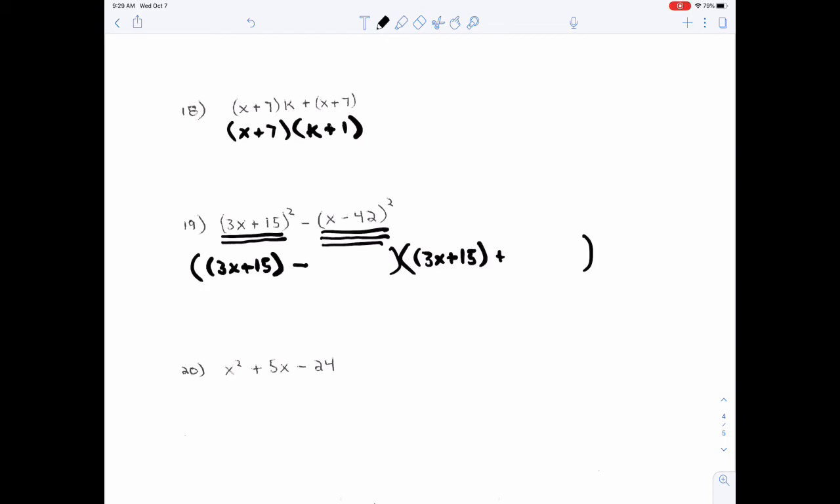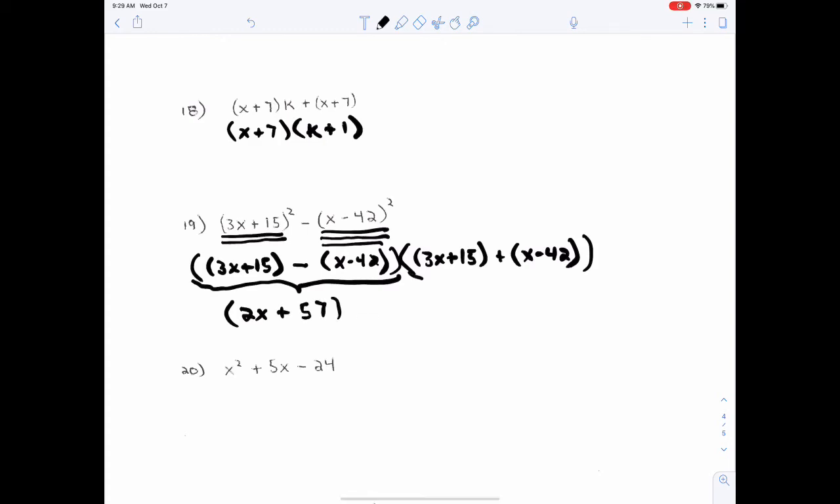And what gives you x minus 42, quantity squared? Well, hopefully it's pretty obvious. It's x minus 42 times x minus 42. Okay? That's it. Well, I'm not done. But now you should simplify what's in this set of parentheses. And if you simplify that, you get 3x minus x is 2x, and 15 minus negative 42 is positive 57.